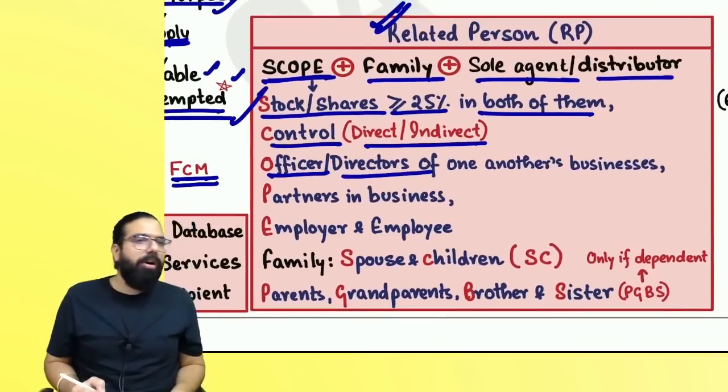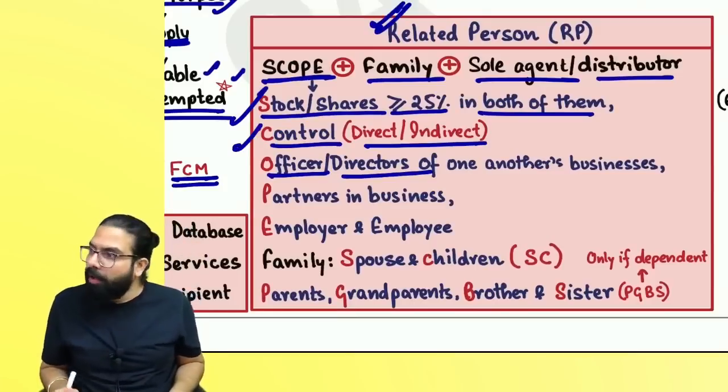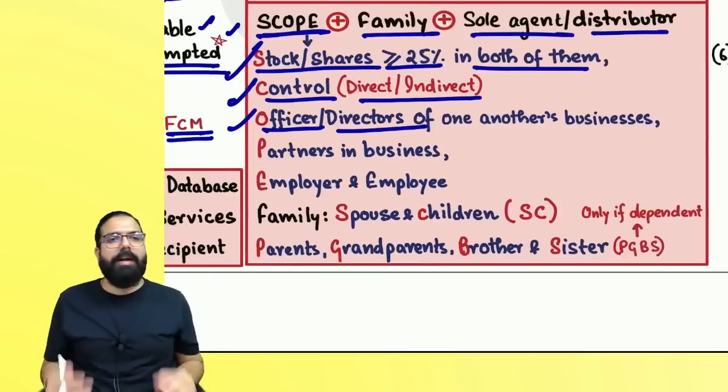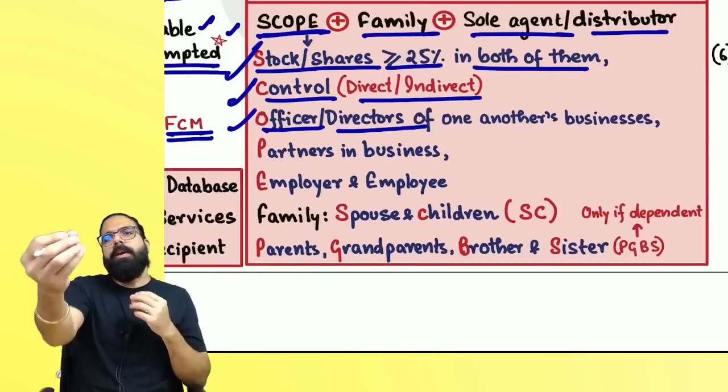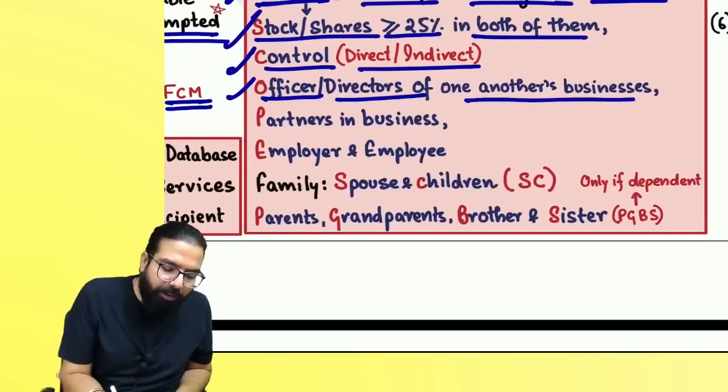S for stock or shares greater than or equal to 25%. C for control. And O for officer or director. I am a director in your company, and you are a director in my company. We both will become related persons, being officer directors of one another's business.